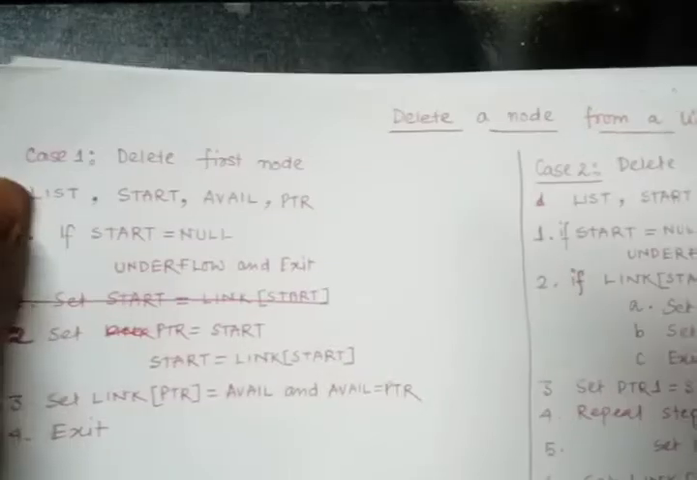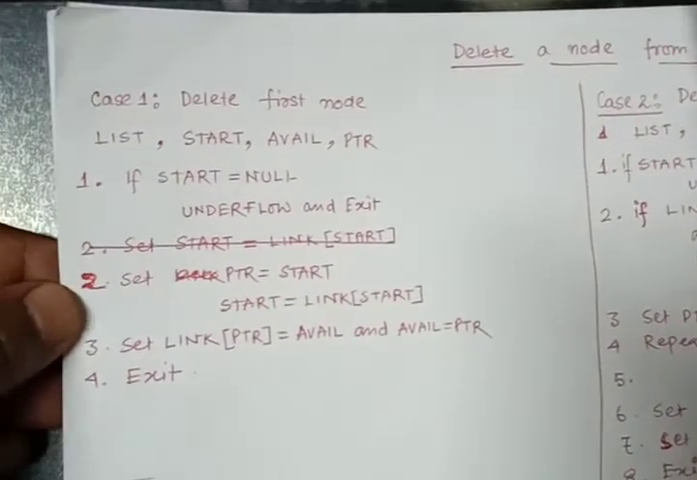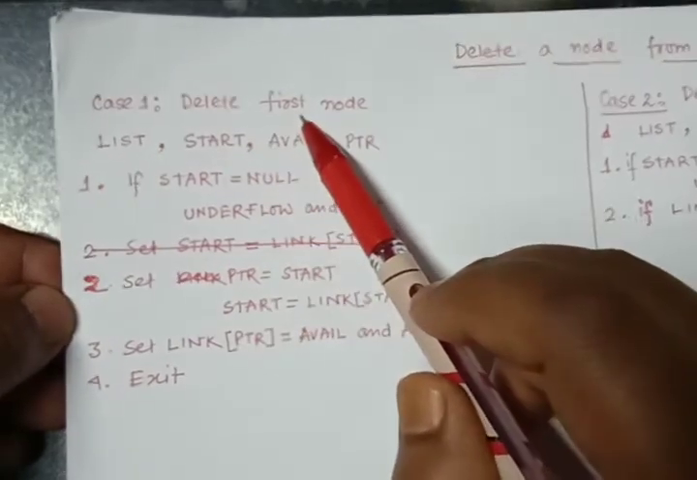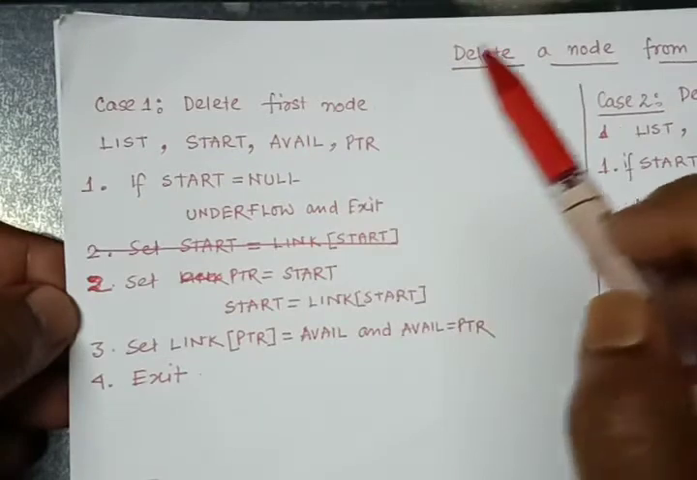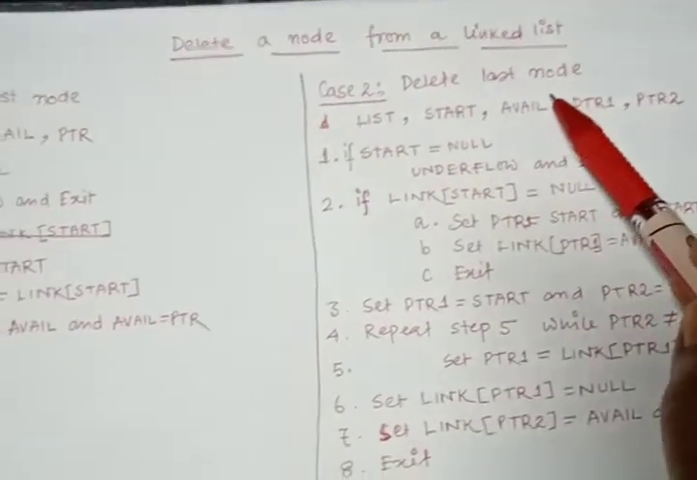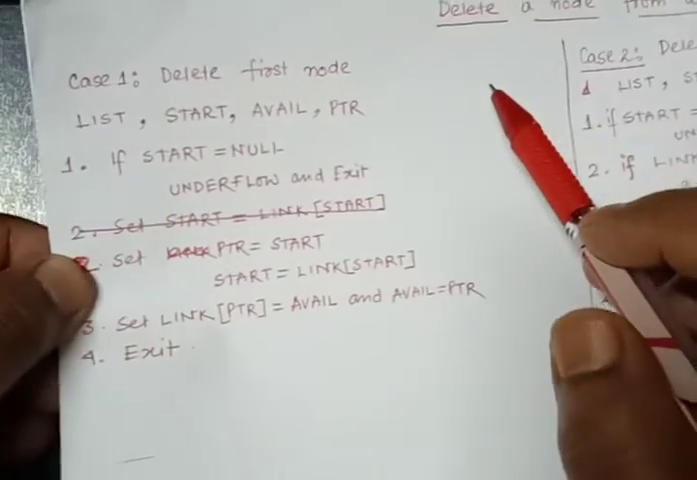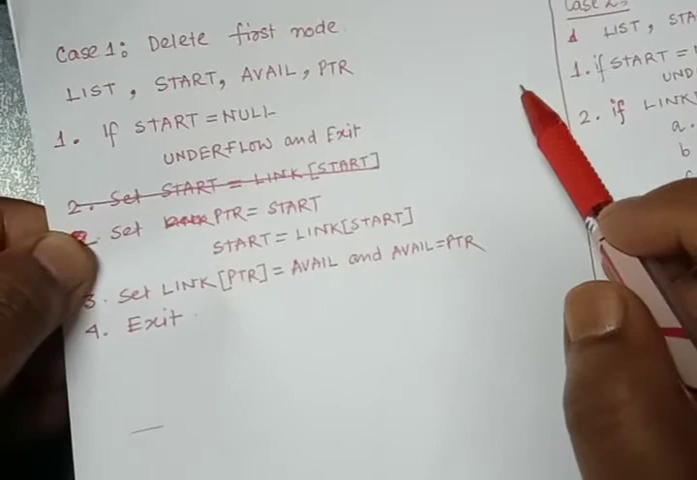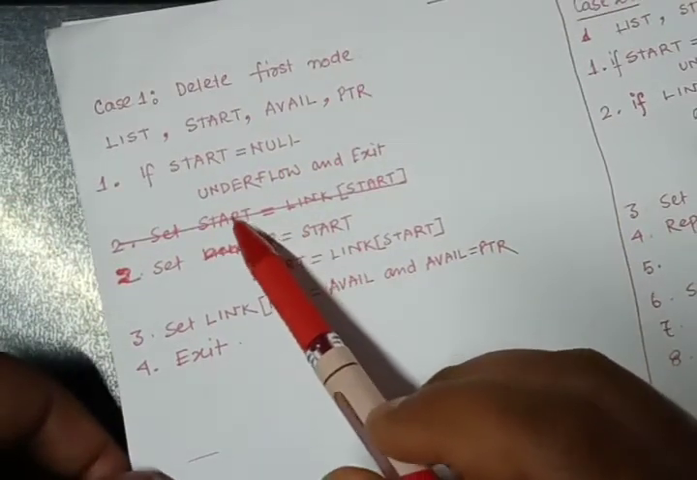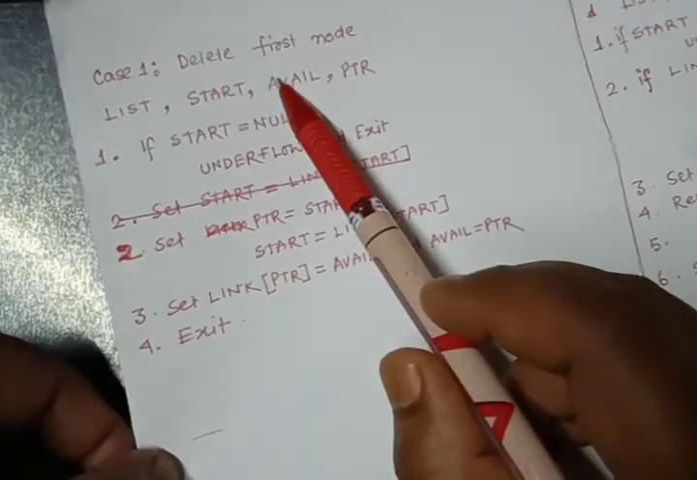Like the insertion algorithm, there are three cases in the deletion algorithm. In case 1, we can delete the first node. Case 2, we can delete the last node, and case 3, we can delete a node from a specified position. Now we see the first one, that is case 1, delete first node.